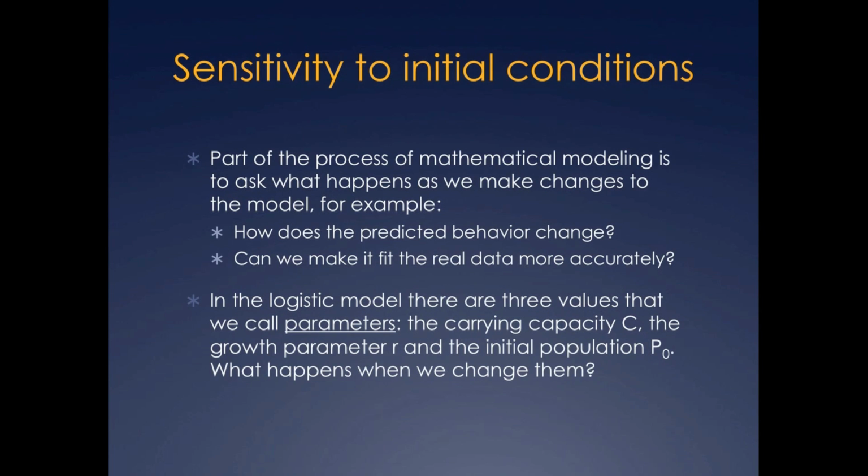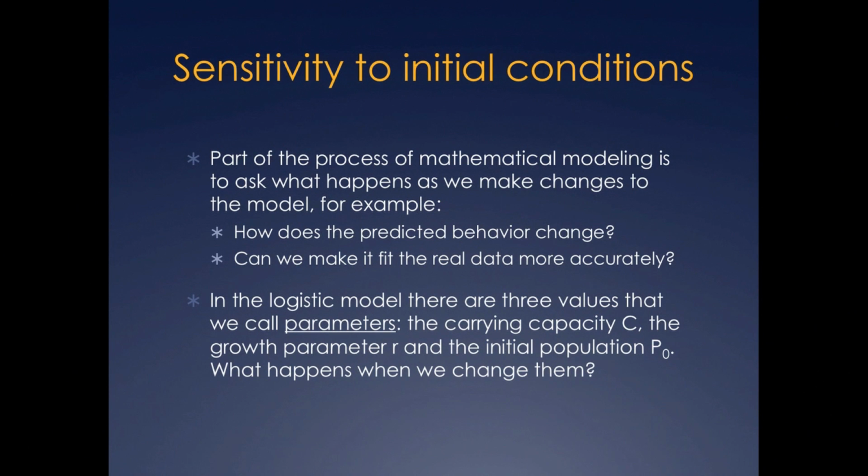Now, another thing I want to study in these models is what's called sensitivity to initial conditions. Part of the process of mathematical modeling is to ask what happens as we make changes to the model. For example, if we change the model in some way, how does that change our prediction of the behavior that we're studying? Maybe we could make changes to the model so as to make it fit the real data more accurately. Now, in the logistic model, there are 3 values that we call parameters. That is to say, things that can be specified when we're making the model. There's first of all the carrying capacity, which we've called C. There's secondly this number that we've denoted by R, which we call the growth parameter. And finally, there's the initial population, P0.